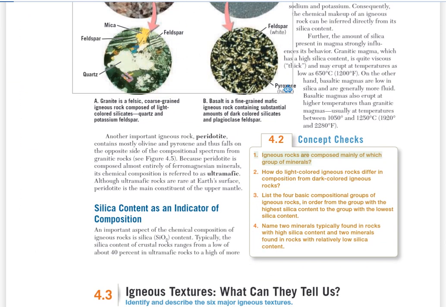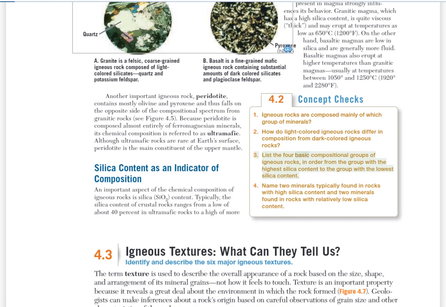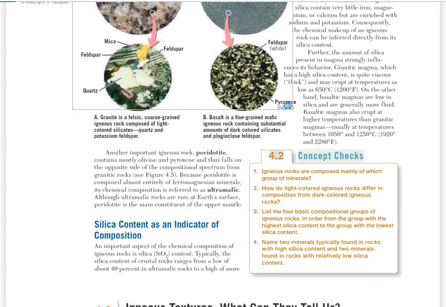1. Igneous rocks are composed mainly of which group of minerals? 2. How do light-colored igneous rocks differ in composition from dark-colored igneous rocks? 3. List the 4 basic compositional groups of igneous rocks, in order from the group with the highest silica content to the group with the lowest silica content. 4. Name 2 minerals typically found in rocks with high silica content and 2 minerals found in rocks with relatively low silica content. 4.2 Concept checks.